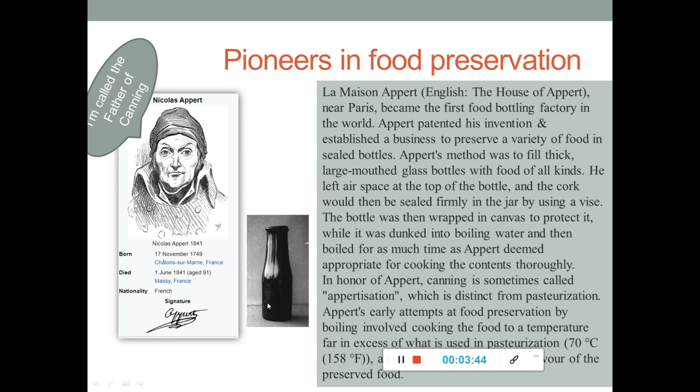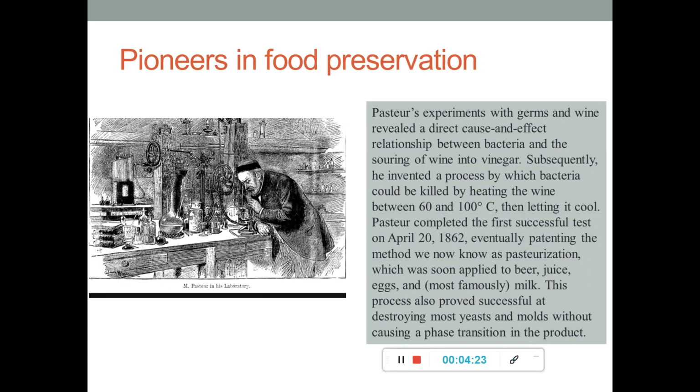And in honor of Appert, canning is sometimes called appertization. This was the first technique of canning, not the real canning procedure which we do now, but a most primitive form of the canning procedure, and Nicolas Appert is considered the father of canning. This process is distinct from pasteurization, and the temperature used for pasteurization was not used for canning. Here the temperature will vary. It was boiling, like the water bath he used. Okay, so let's go into the next pioneer.